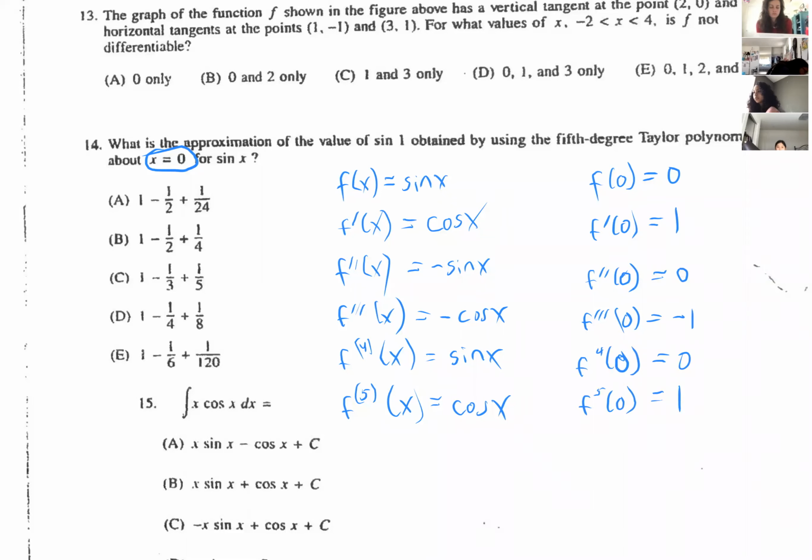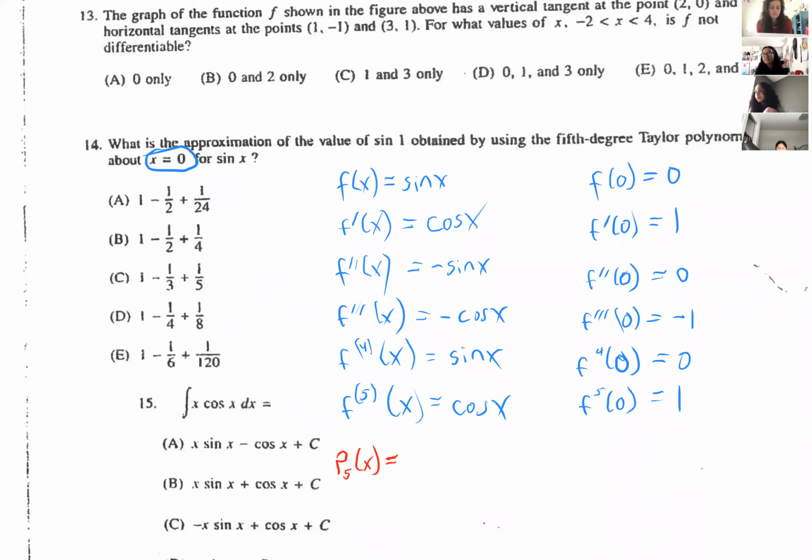Okay, so because it's centered at 0, I can write it like this. The fifth order polynomial. So I'm going to say p sub 5 of x. So remember, this gives you an approximation for the actual value of sine 1. So this is something like when your calculator does sine 1, it doesn't have it just stored in its memory. It's using a Taylor series to calculate sine of 1.